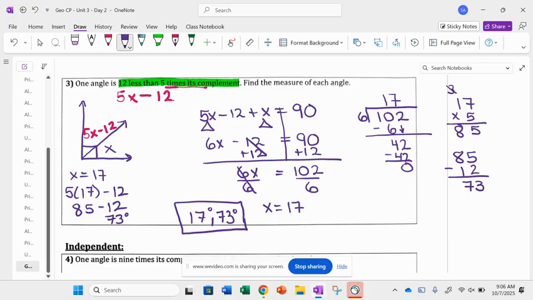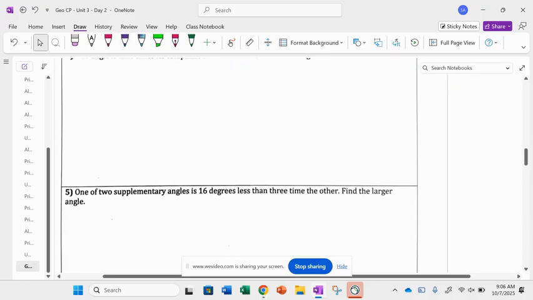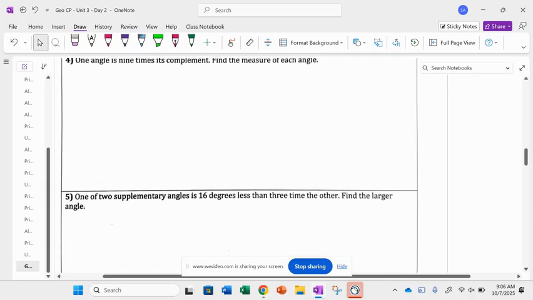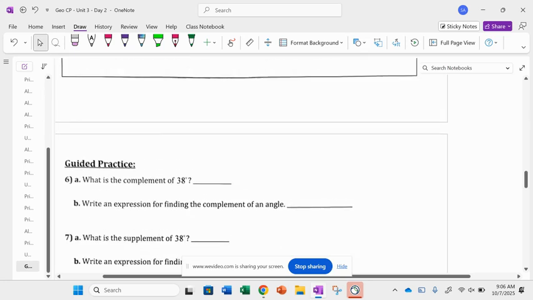Yes. Did you say this was the one that's... No, this just has complementary in it. It's complementary? Yep. Okay, so you guys try the two independents and then we'll go over them.